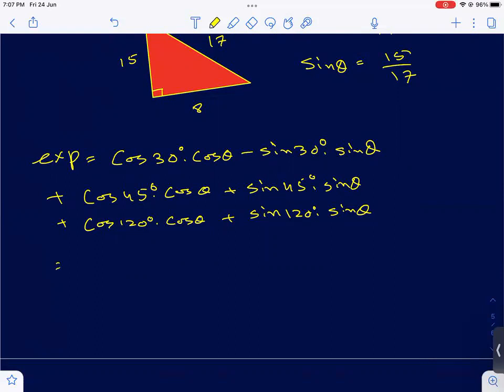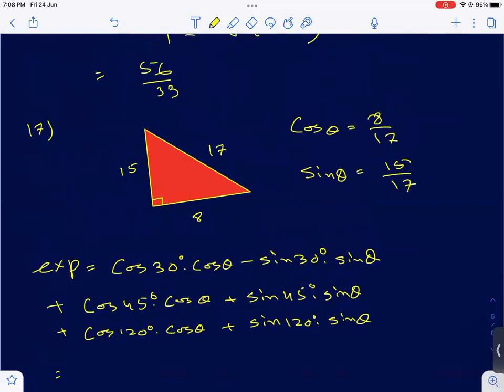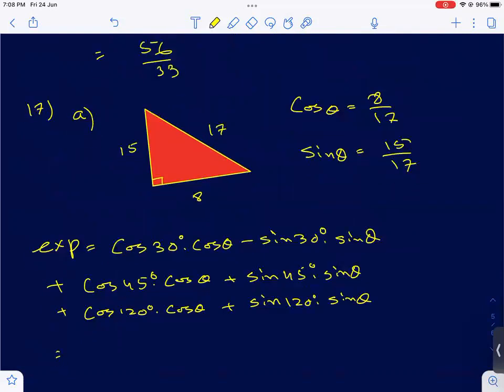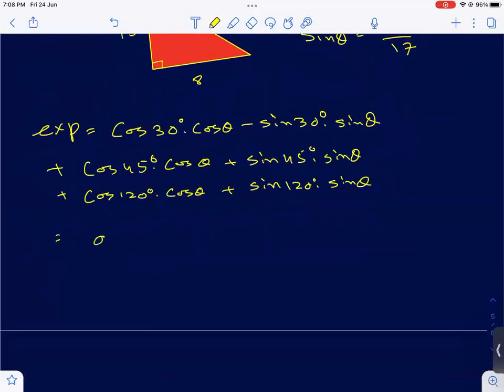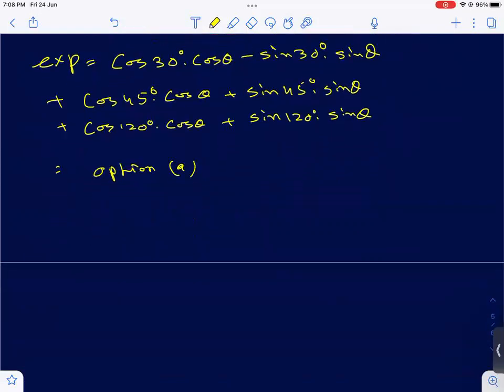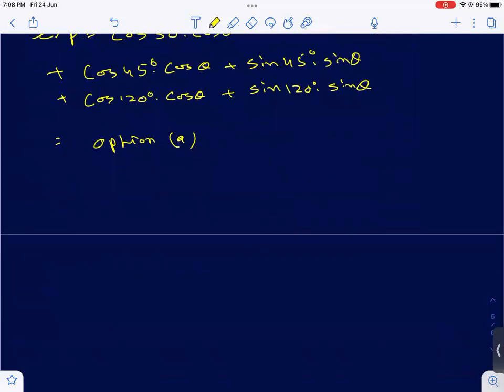Answer should be option A. You must verify. Must verify, answer is option A. Option A. Okay. Just put the value. All the values. Cos 120 is minus of what we know. Sine 120 root 3 by 2.